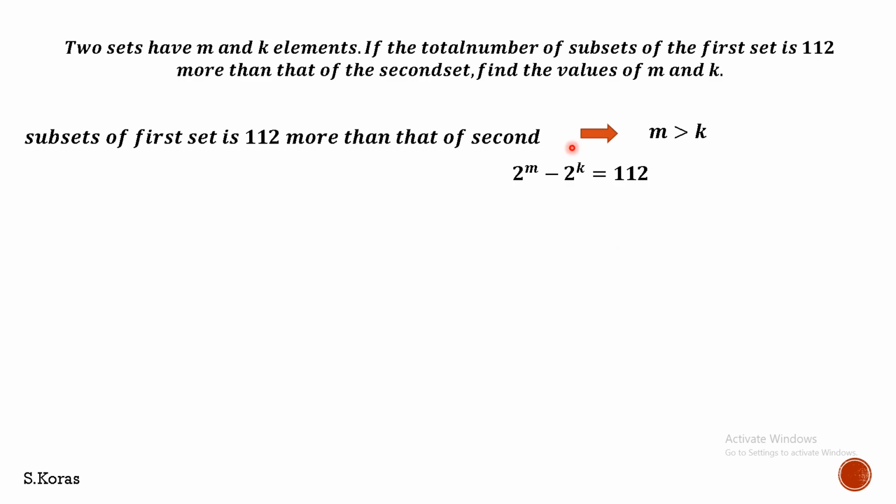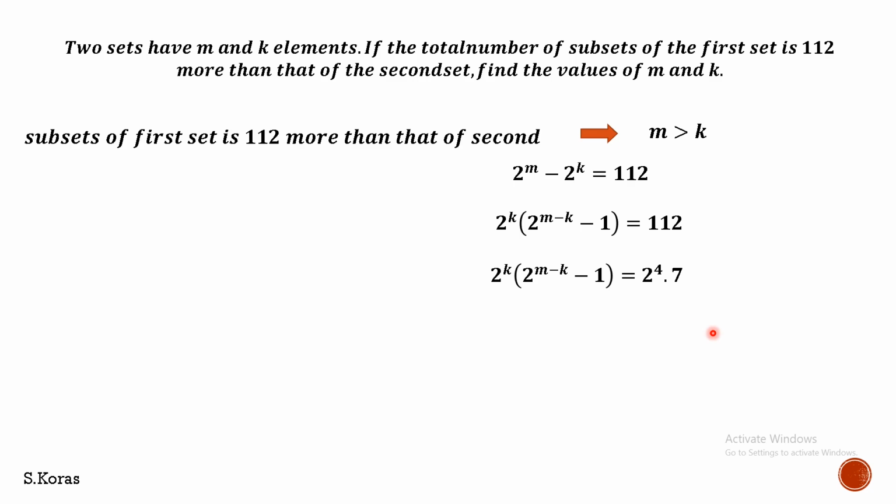Since k is smaller, we can take 2 power k commonly outside. If we take 2 power k commonly outside, the result will be 2 power k into (2 power m minus k minus 1) is equal to 112. Right. Now let us bring this 112 into the format of powers of 2. We get 2 power k into (2 power m minus k minus 1) is equal to 2 power 4 into 7, that is 16 into 7.